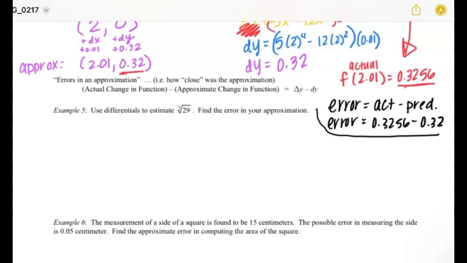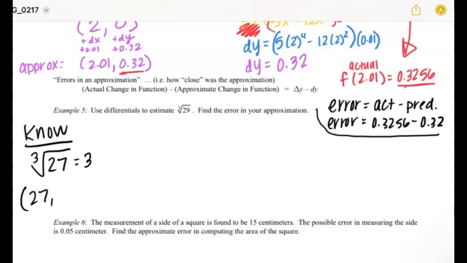Okay, taking a look at example 5, we want to use differentials to estimate the cube root of 29. Find the error in your approximation. So again, we could just throw this in our calculator, and we'll do that later. But if we didn't have our calculator, we would want to use some sort of cube root that we know. And you may not know your cube roots well, but maybe you could figure out something super close to 29 that we know the cube root of, and that is 27. So the cube root of 27 is 3. So we are going to use the fact that the input of 27 got us the output of 3, because that's at least really close to 29.